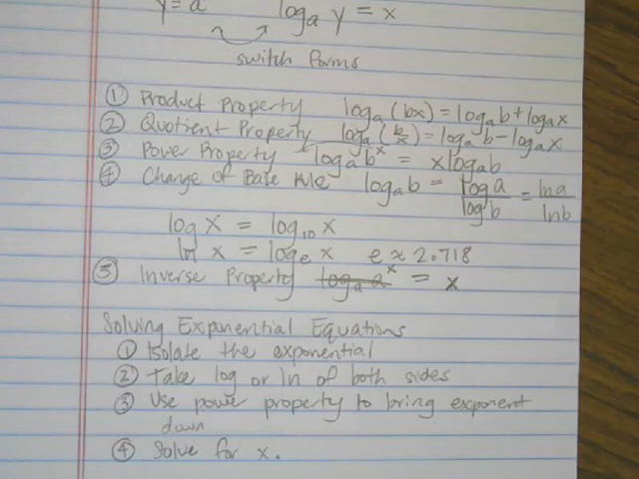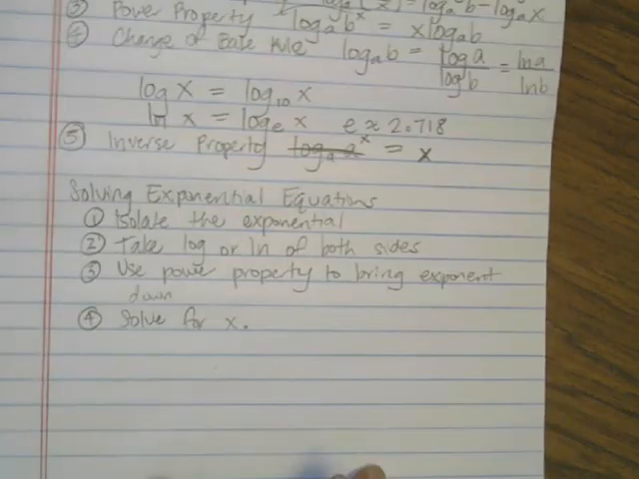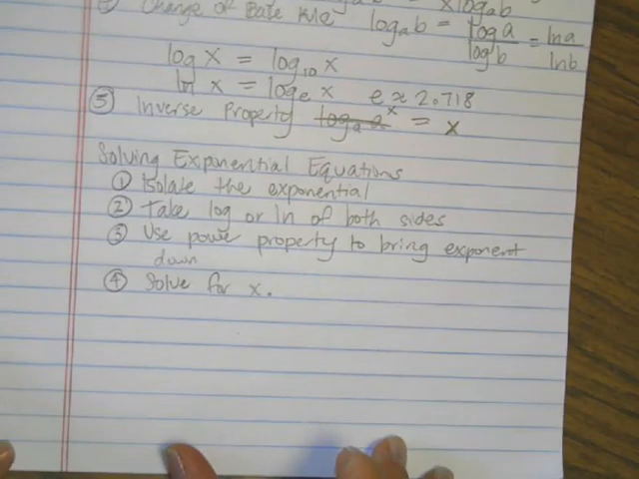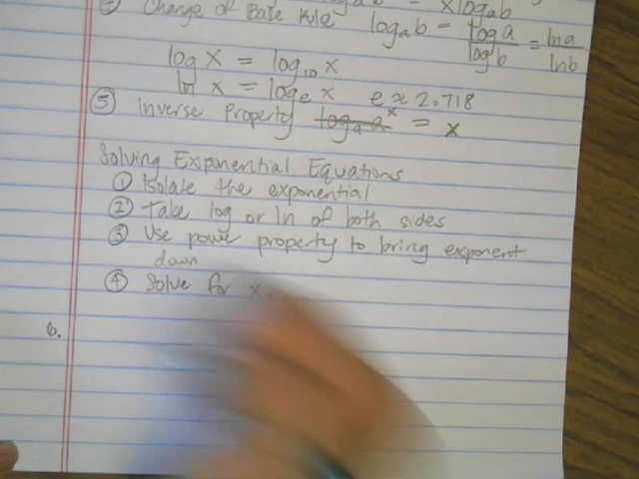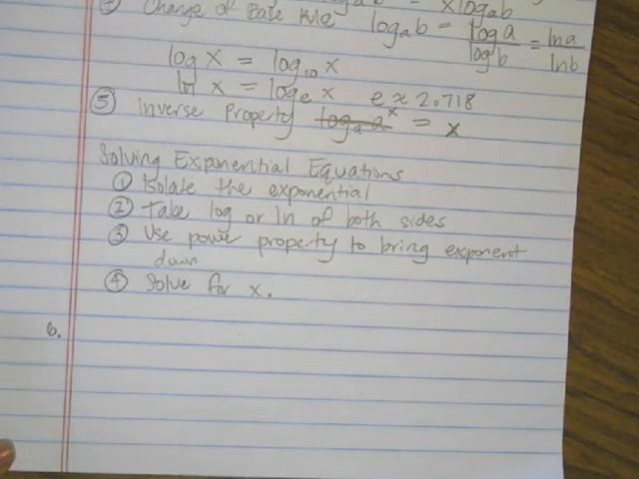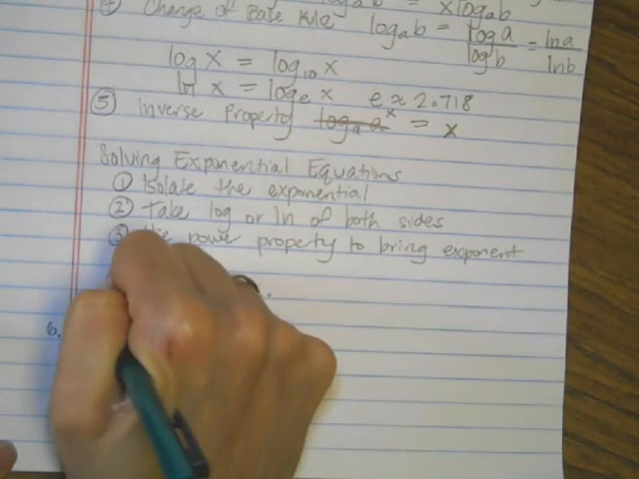Okay, and the last step is to solve. So, you're going to solve just like you would a normal equation. This thing is multiplied, right? So, how do you want to get rid of it? What would you do? Yeah, divide by ln 3, the whole thing. And then we have 2x minus 1 equals ln 5 divided by ln 3.